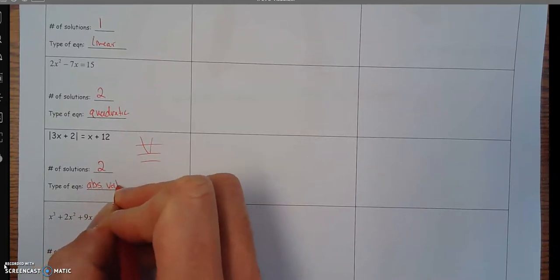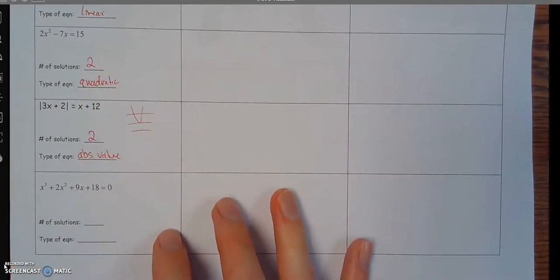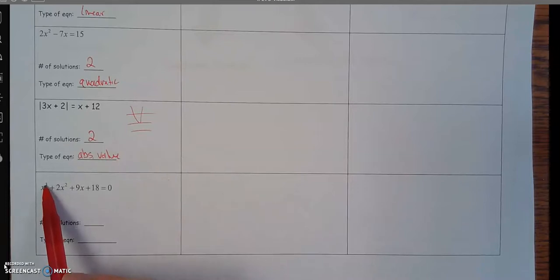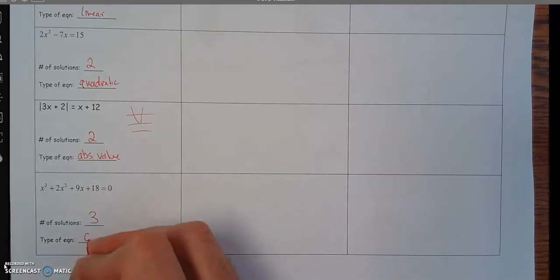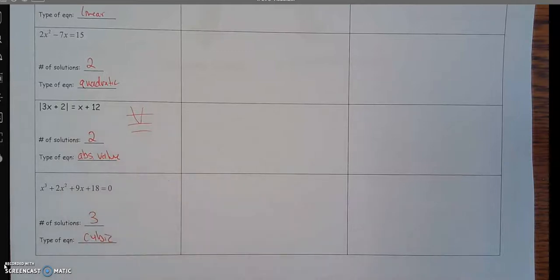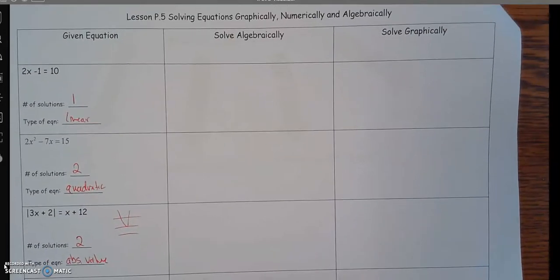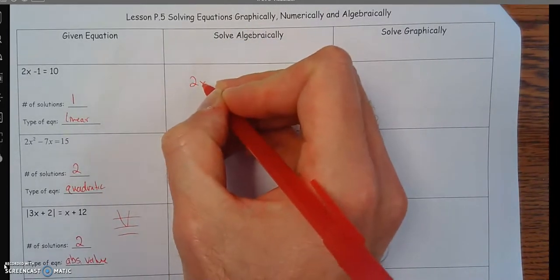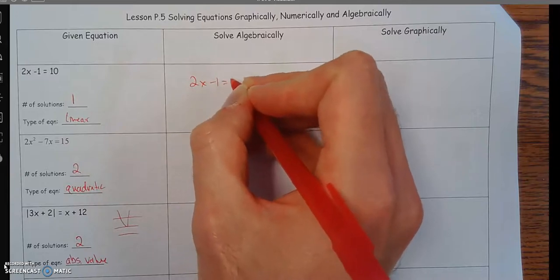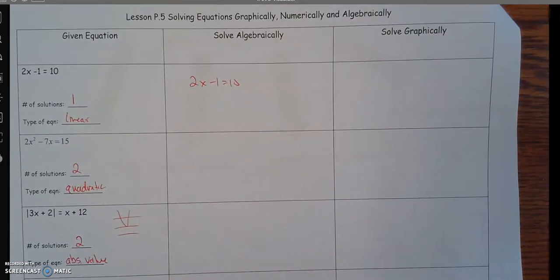And then the last one down here, it has a third power. So that means it's going to have up to 3 solutions, and we call that a cubic. The highest power is cubed, so it makes a cubic. Okay, now solving these guys. It's going to gradually get more and more difficult as we go here, but not too bad. So solving it, there's really only one way to solve this algebraically. So save some time. So you solve it and you get 11/2 or 5.5.